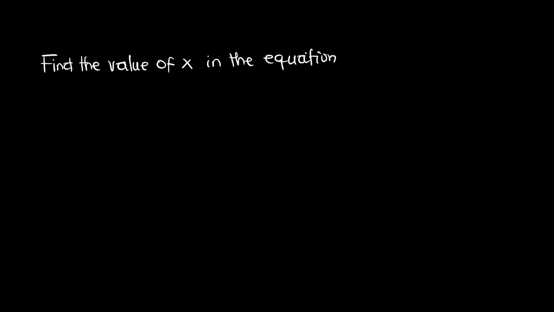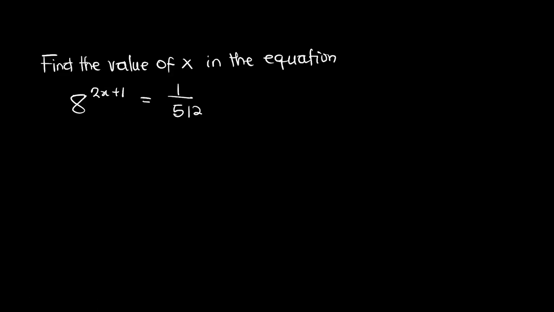So we'll start by looking at the first example that we have over here. We have to find the value of x in the equation 8 raised to the power 2x plus 1 is equal to 1 over 512. Now remember, this is under indices. Now, how do we solve this particular problem?